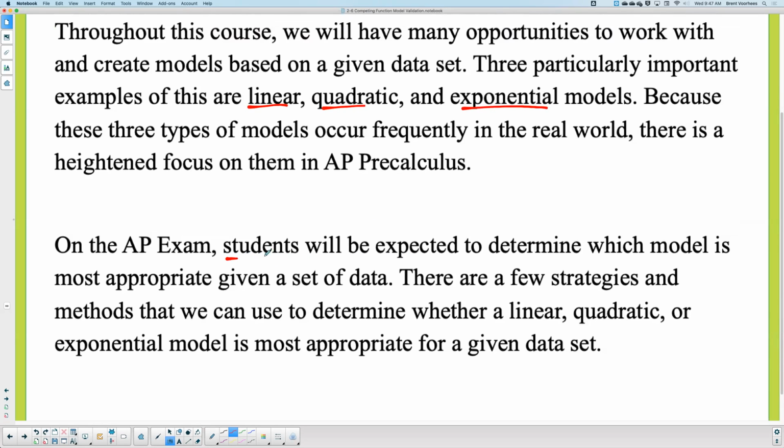Students will be expected, and when I say expected, do I know for a fact? No. We're going to be expected to determine which model is the best, and we're going to assume that it's going to be linear, quadratic, or exponential. Might not necessarily be, but that's the assumption for most of the time.